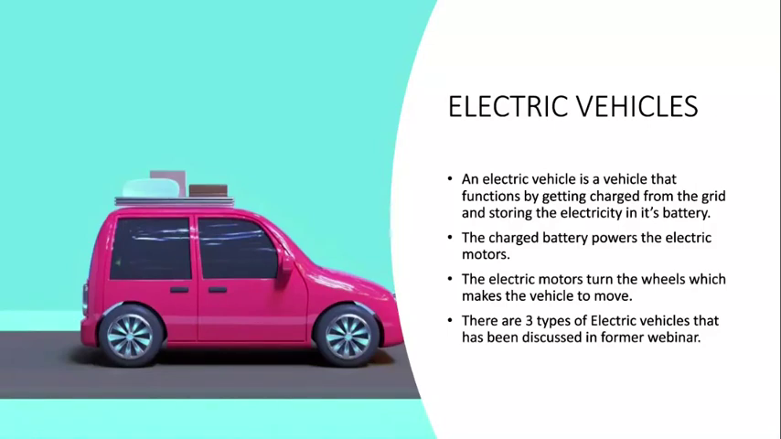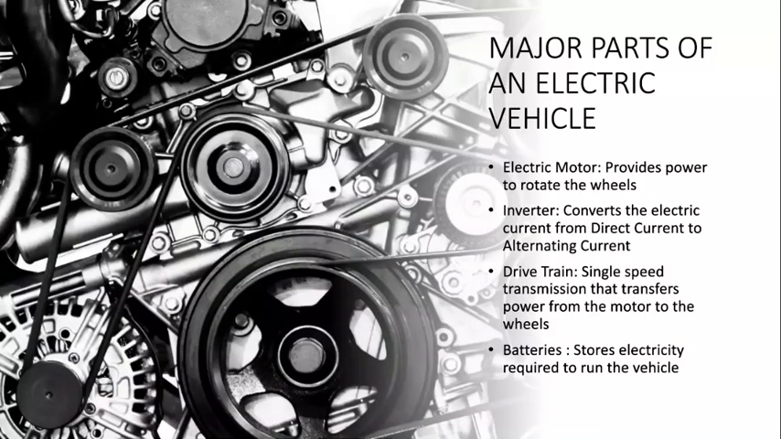So when you charge the battery, the charged battery powers the electric motors, and then the electric motors turn the wheels, which makes the vehicle move. There are three different types of electric vehicles we discussed in the former webinars. We've talked about the plug-in hybrid, the hybrid, and the battery electric vehicle.